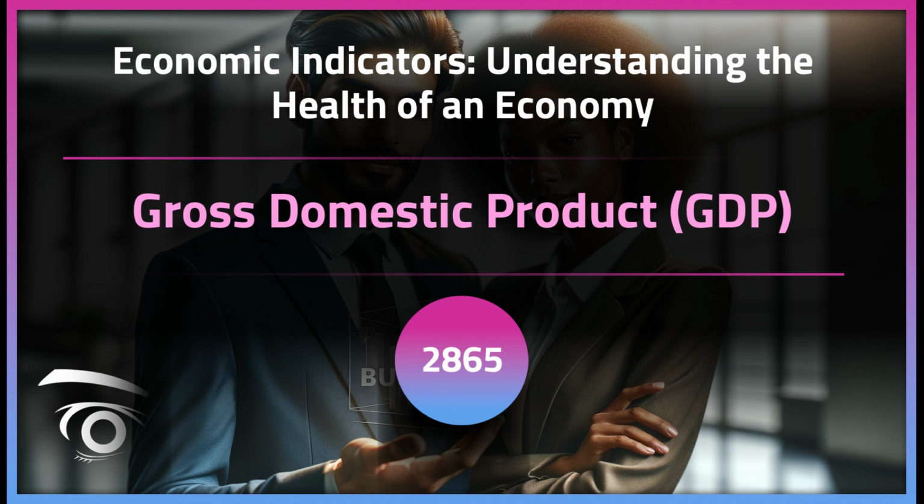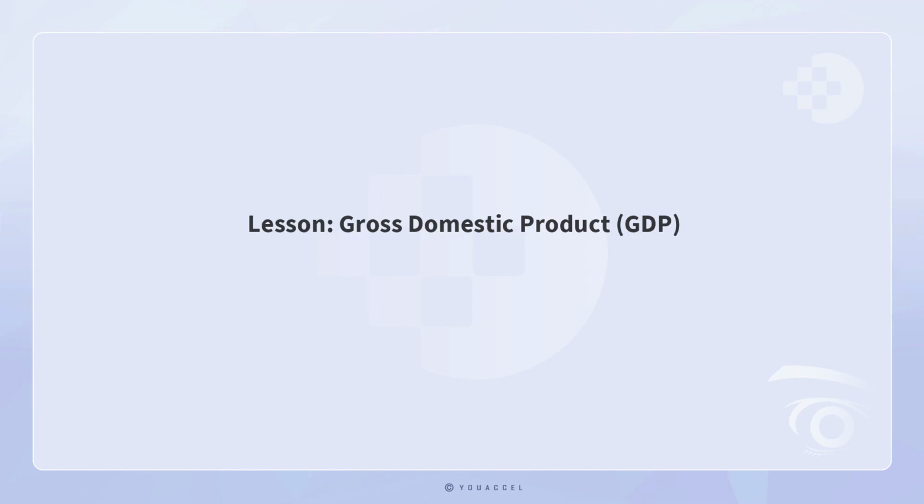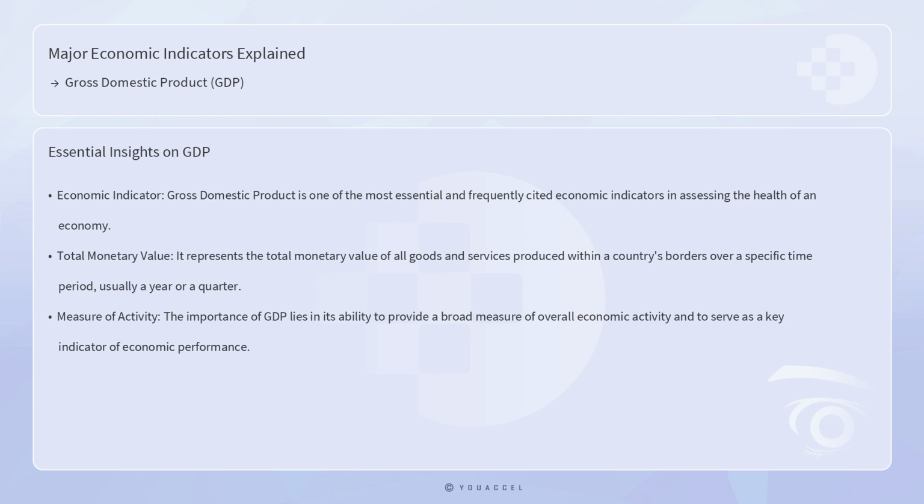Let's proceed with the lesson. Lesson: Gross Domestic Product. Gross domestic product is one of the most essential and frequently cited economic indicators in assessing the health of an economy. It represents the total monetary value of all goods and services produced within a country's borders over a specific time period, usually a year or a quarter. The importance of GDP lies in its ability to provide a broad measure of overall economic activity and to serve as a key indicator of economic performance.